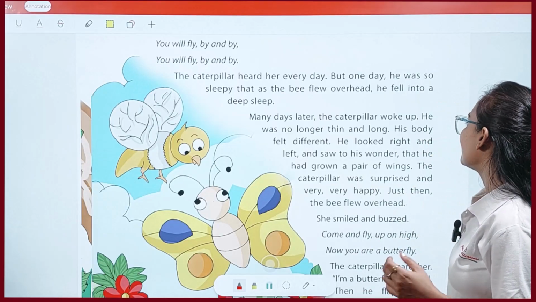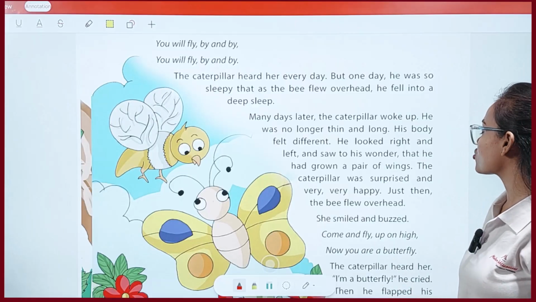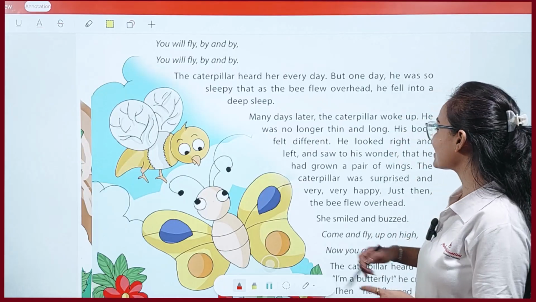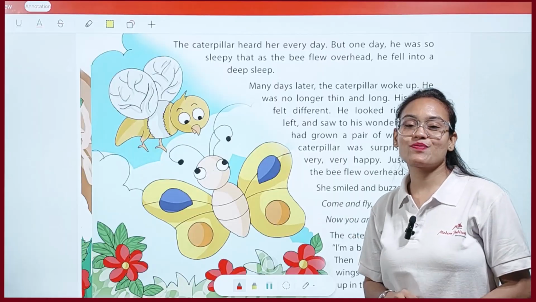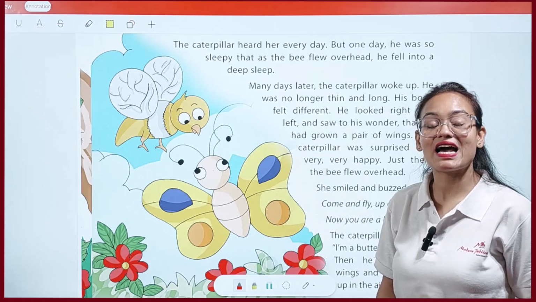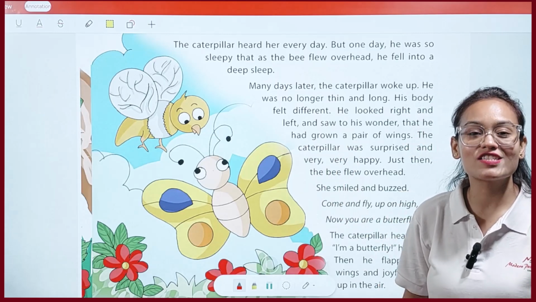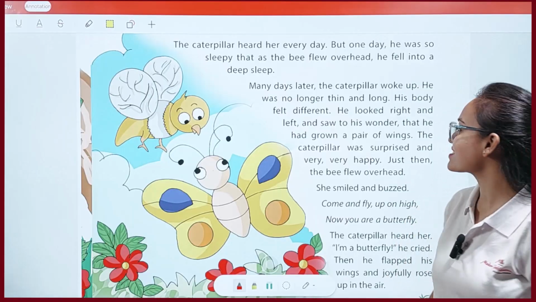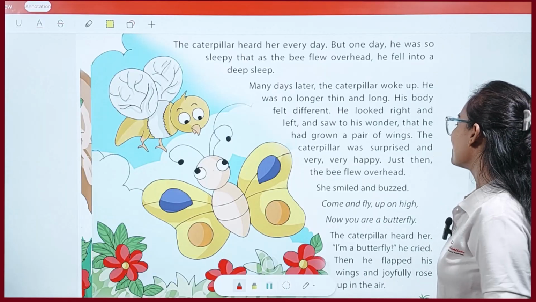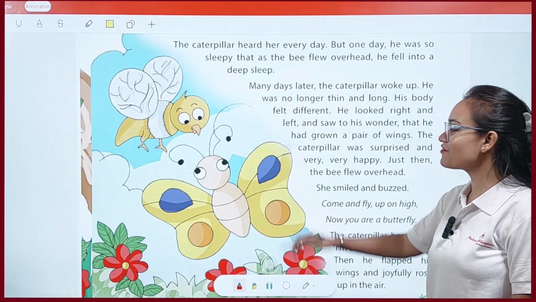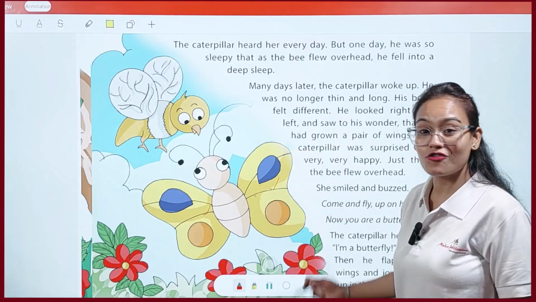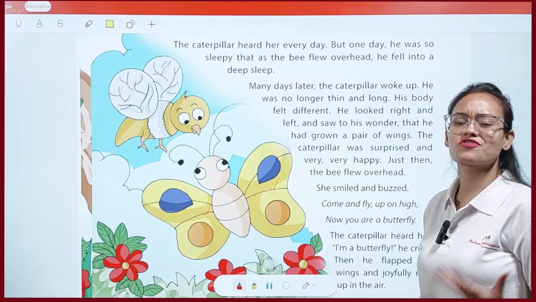He looked right and left and saw to his wonder that he had grown a pair of wings. So you can see, when this sweet little caterpillar felt changes in his body, he looked on his right and left side, and to his surprise, he saw he had grown wings. The caterpillar was surprised and very, very happy. Just then, the bee flew overhead. My dear children, these are the wings. After witnessing his colorful wings, this caterpillar was very happy.